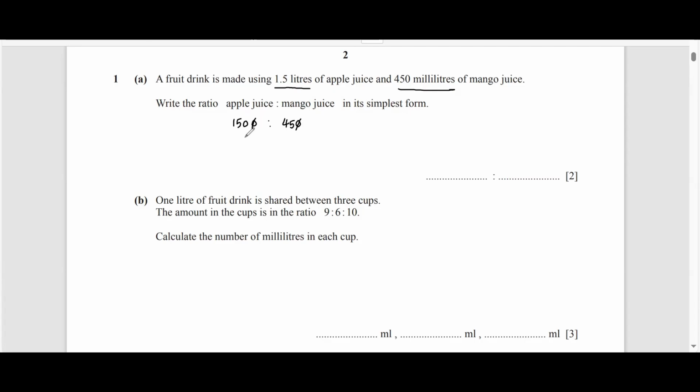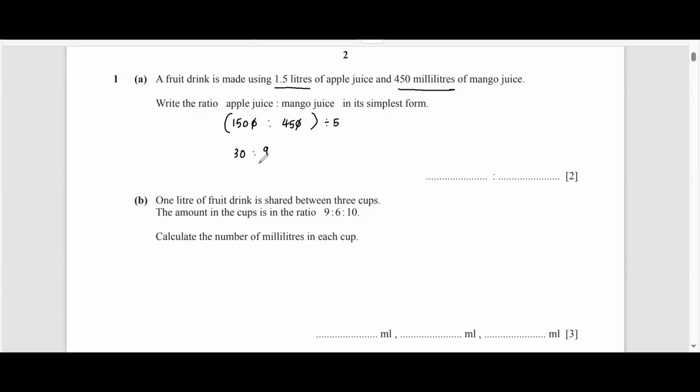Cancel both the zeros. We have 150 is to 45 and we need to write it in its simplest form. 150 and 45, they both are coming in 5 times table. So you divide by 5. 150 divided by 5 is 30 and 45 divided by 5 is 9.